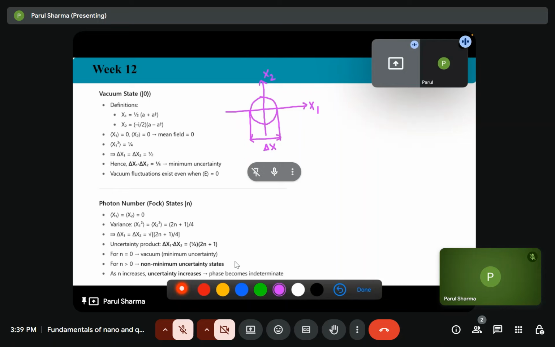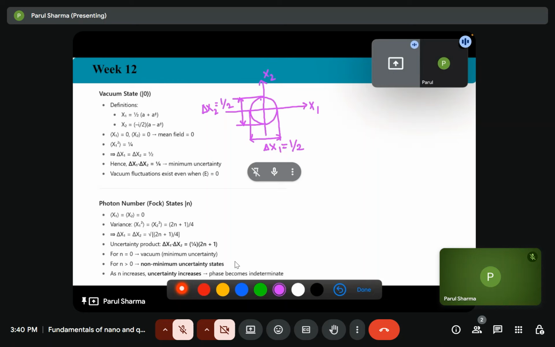So this is delta x1 equals 1 by 2. This is delta x2 equals 1 by 2. So we define the x1 and x2 in terms of the ladder operators. x1 is equal to 1 by 2 (a plus a dagger), where x2 is equal to minus iota by 2 (a minus a dagger).